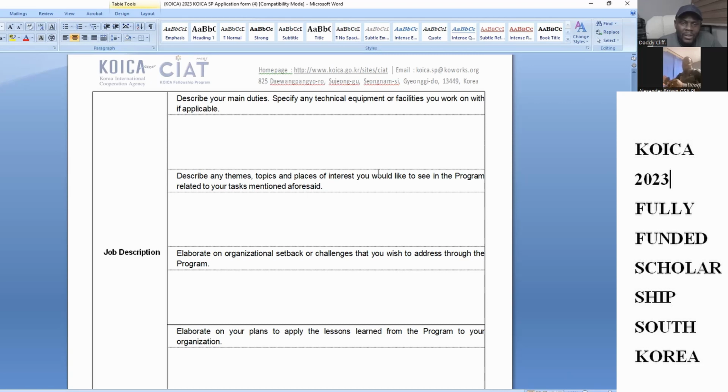So you need to identify some of the setbacks within your organization back home, and then you state them there and show how best the program that you are coming to learn can help you to solve those problems.